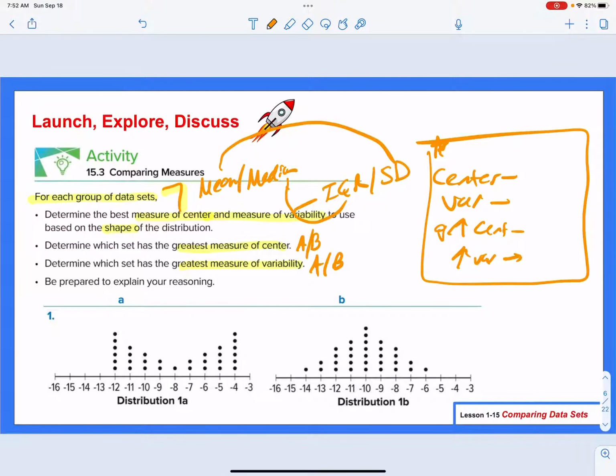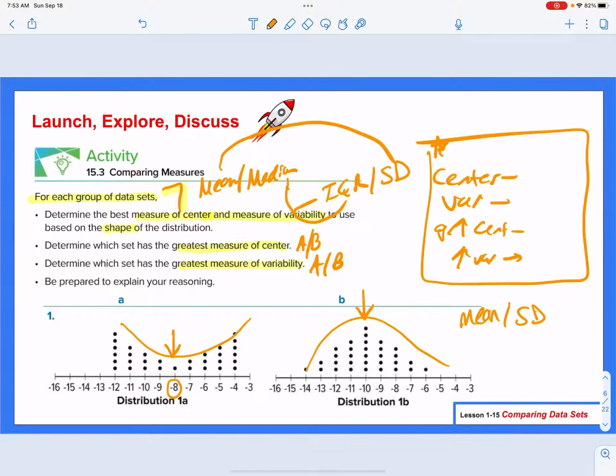All right, so for the first one, okay, we have a nice symmetric distribution, right? And so when it's symmetrical, whether it be like this or like this, when we have symmetry, again, we can do whichever one we want. But with this one here, because they're so symmetric, the mean and the standard deviation are going to be the best ones, okay? So I'm going to go with mean and standard deviation because they are symmetric. Okay. Now, for which one has the greatest center, we can kind of look at it and go, well, that center's about there, and that center's about there.